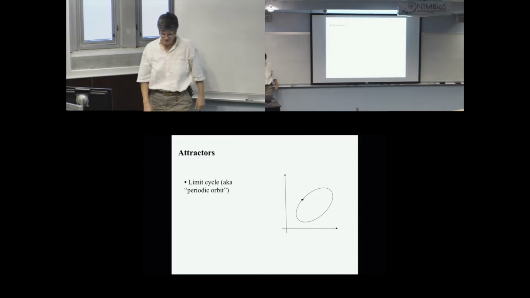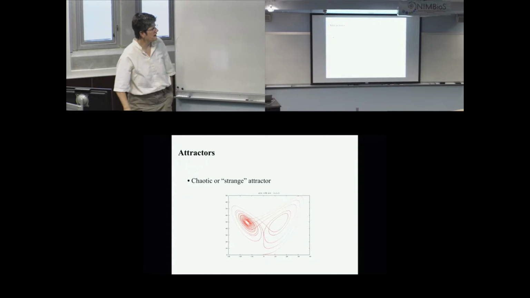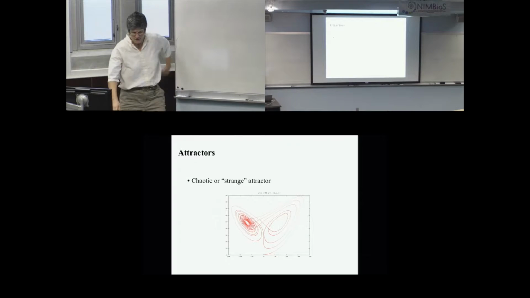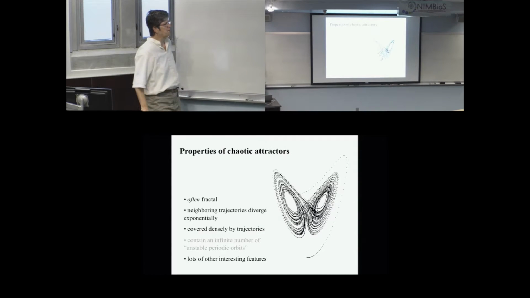Second kind of attractor. Third kind, I'm not going to talk about. 4th kind, I'm going to talk about a lot. These are what are called chaotic attractors or strange attractors. These are the things that we use the eddy as a metaphor for. It wasn't English, but you get the idea. And they have lots of interesting properties.